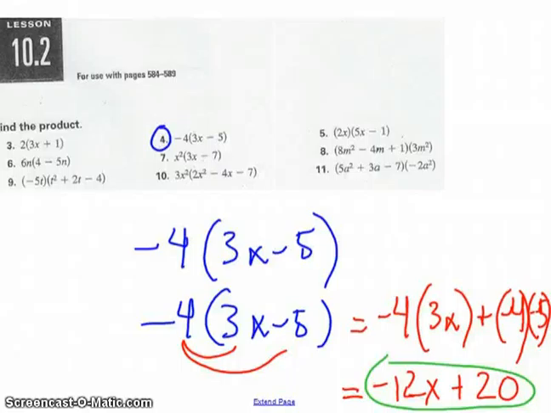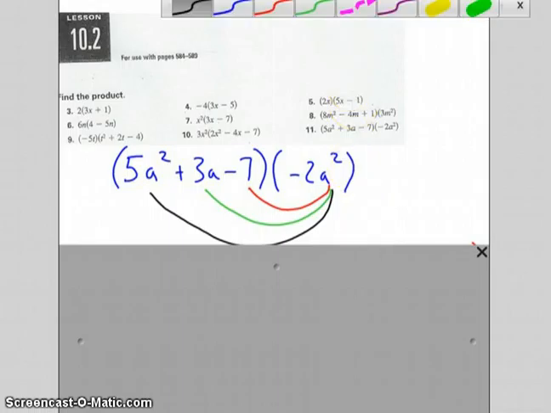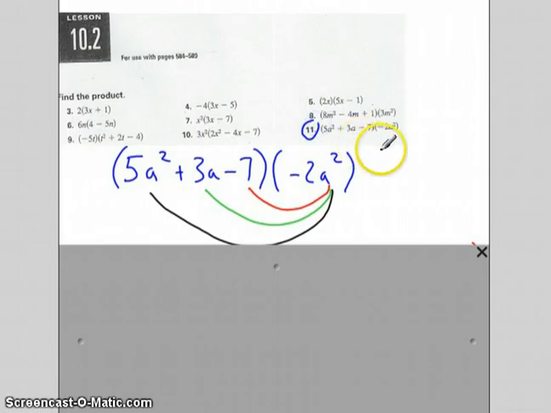Okay, here we go with part 2 of the video. We left off here where the answer to number 4 was negative 12x plus 20. The next one I want you to do, oh, I haven't indicated it here, have I? It is number 11, isn't it? 5a squared plus 3a minus 7 times negative 2a squared.